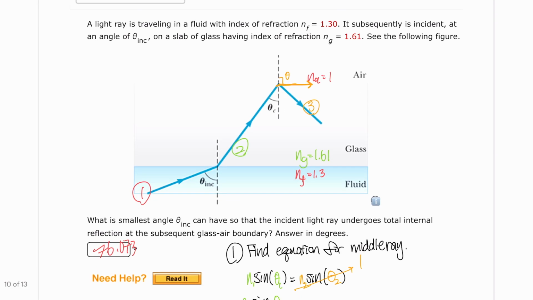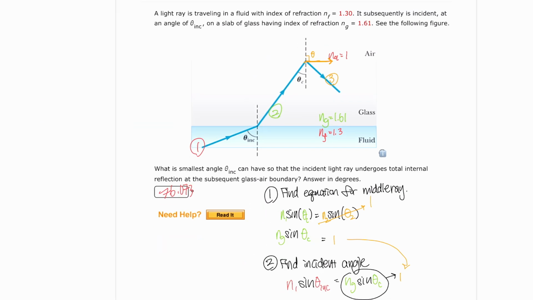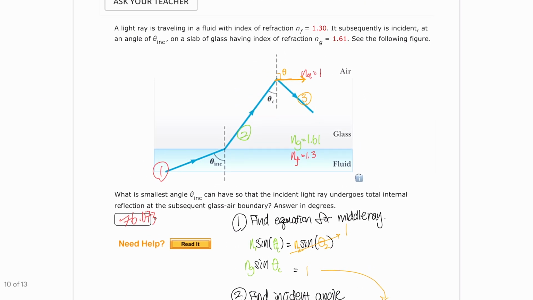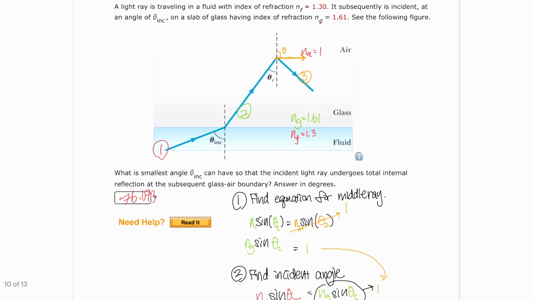Okay, this question was probably a little bit tricky. There's actually a quick method to solve this question. We have to work backwards because we're given these values and we're not given a lot of information here. So let's start from this section. We're going to find the equation for the middle ray first. The green part corresponds to this ray, and the orange, yellow part corresponds to this section.